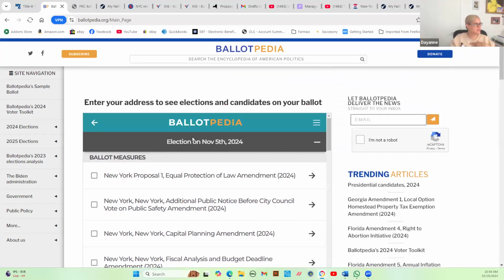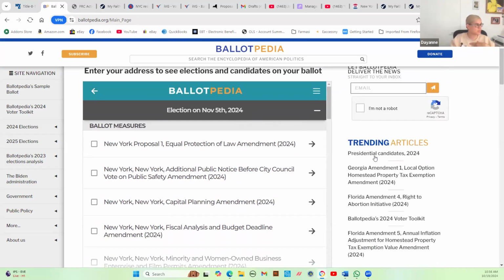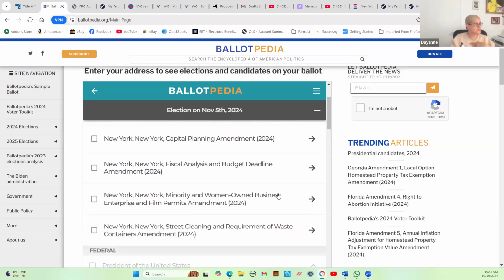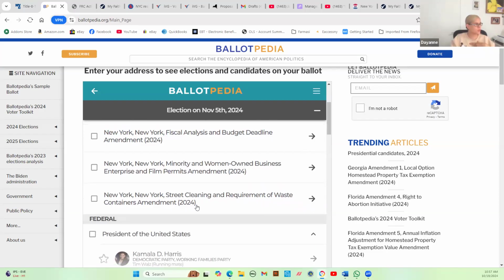Now, here's what we have. This is our sample ballot. This is what it looks like. So we've got New York Proposal 1, Equal Protection of Law Amendment 2024. New York, additional public notice before City Council, vote on public safety. New York, capital planning amendment. New York, fiscal analysis and budget deadline. New York, minority and women-owned businesses, enterprise and film permits amendment 2024. New York, street cleaning requirements of waste.